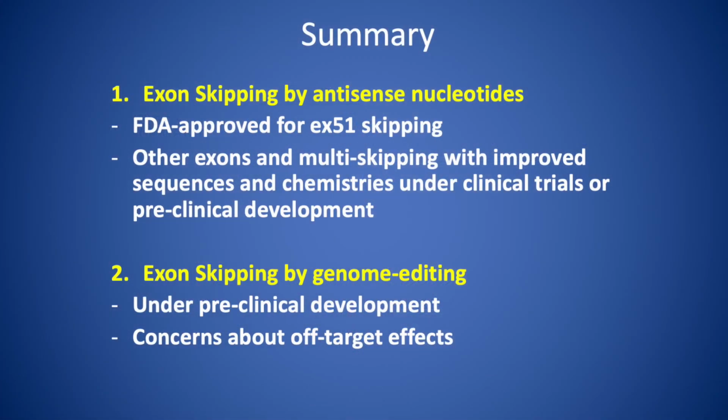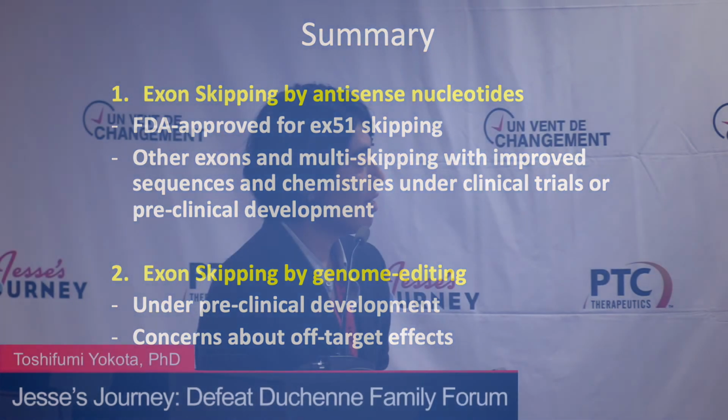Okay, so this is the summary. Exon skipping antisense oligos are already approved by the FDA in the United States conditionally for exon 51 skipping. Several companies are working on other exons, and we are working on multi-exon skipping with improved sequences and chemistries. So hopefully this field is expanding quite rapidly. And genome editing is under preclinical development, and there are concerns about off-target effects, but this is a very promising emerging therapy, and hopefully this can move forward quickly.